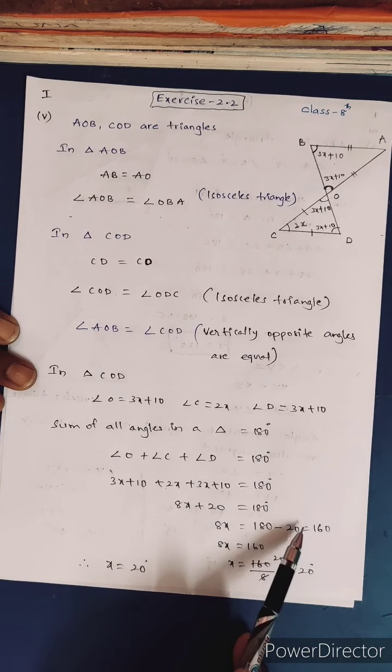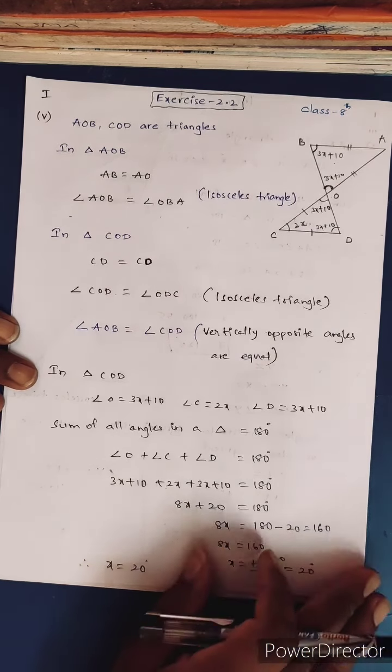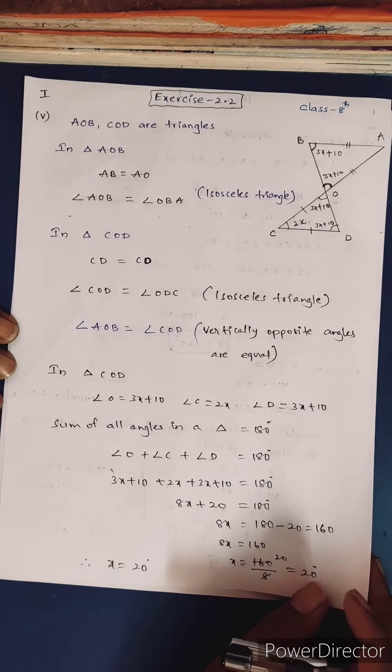Send this 20 to that side. 180 minus 20 gives 160. 8x is equal to 160. x is equal to 160 by 8. 8 ones are 8, 8 twos are 16, 0. So the value of x is equal to 20 degrees. With this problem, the first section is completed.